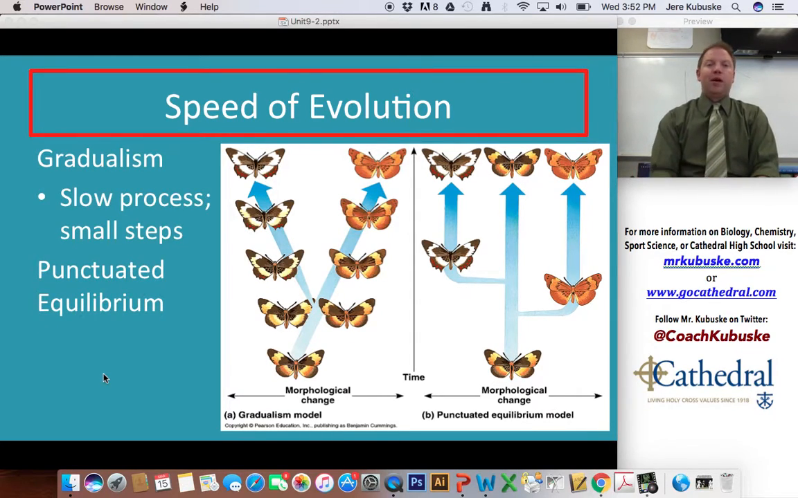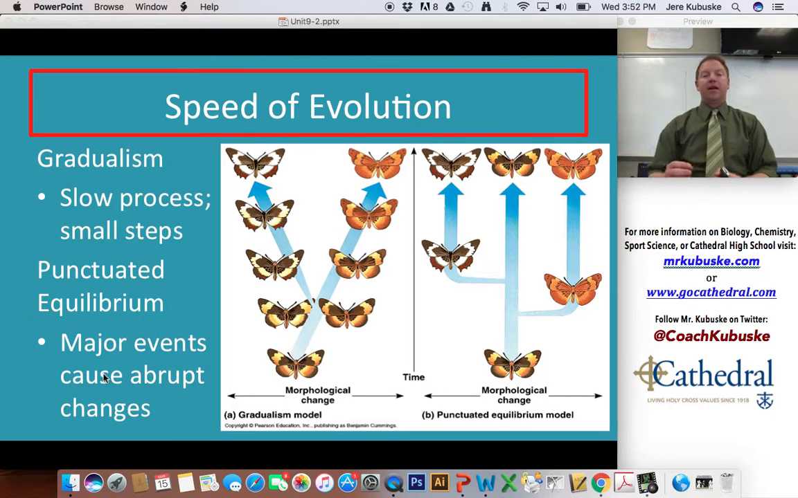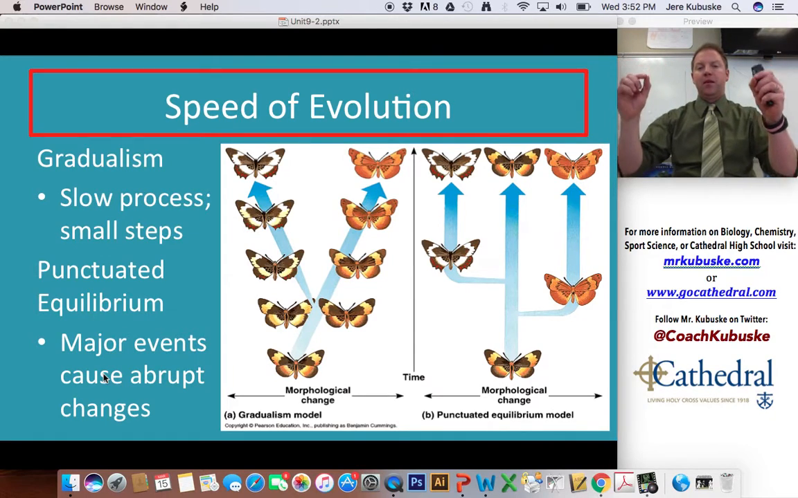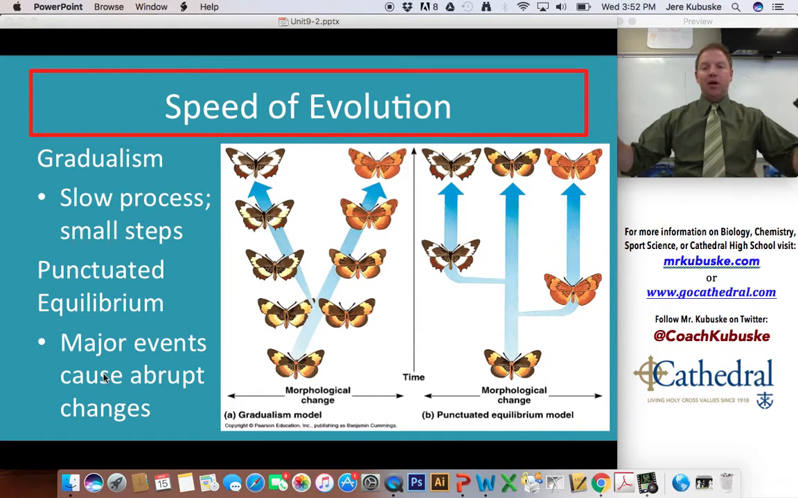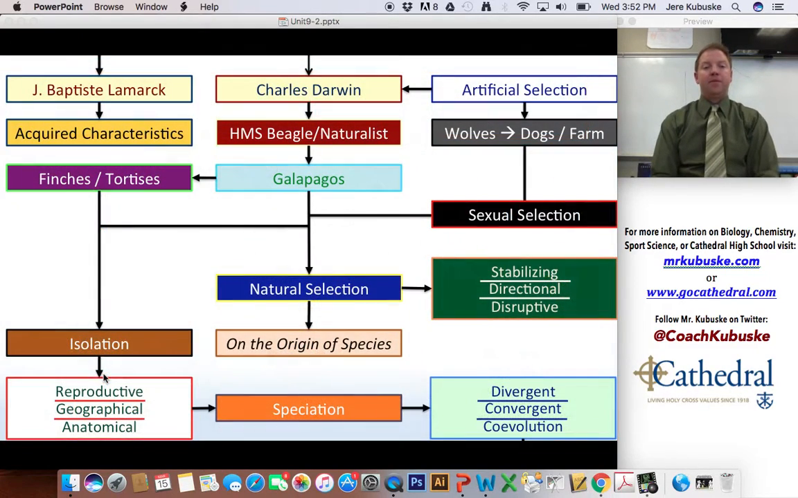Punctuated equilibrium is kind of exactly what it sounds like when we say punctuated. So it's happening in periods. Punctuated equilibrium is the idea that major events are causing that change to occur quickly, whether a new predator moves in or there's a geographic change, whatever it may be, but evolution has to occur rapidly in order for that species to survive. So we may not see the small incremental changes in the species. Instead, we're going to see big jumps in order to get to our different species, in this case, a butterfly.